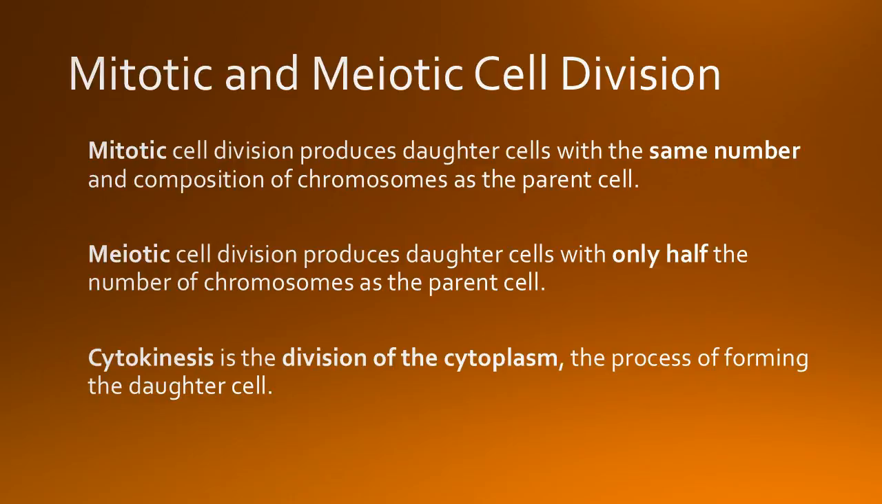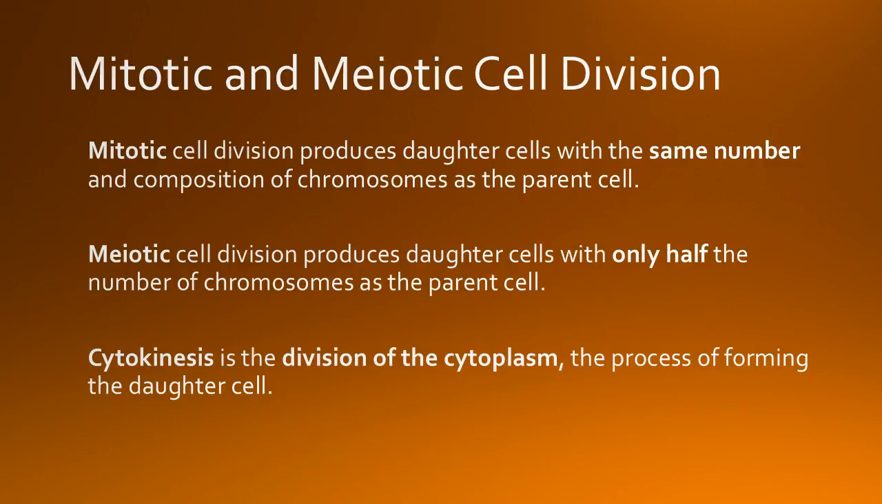In eukaryotic cells, two different processes produce distinctly different types of cells. Cells formed by mitotic division contain the same number and composition of chromosomes as the parent cell. So a diploid cell that undergoes mitosis will produce two diploid daughter cells. Cells formed by meiotic division have only half the number of chromosomes as the parent cell. A diploid cell that divides by meiosis produces haploid daughter cells.